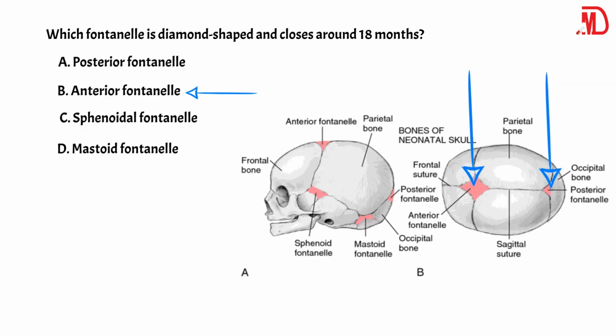A. Posterior fontanelle is triangular in shape and closes early, by 6 to 8 weeks. C. Sphenoidal fontanelle, also called the anterior lateral fontanelle, closes around 3 months. D. Mastoid fontanelle, also known as the posterior lateral fontanelle, closes around 6 to 18 months, but is not diamond-shaped.